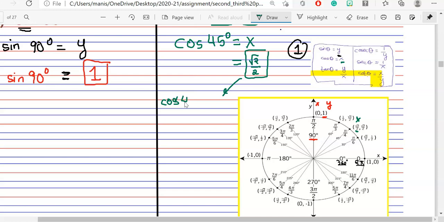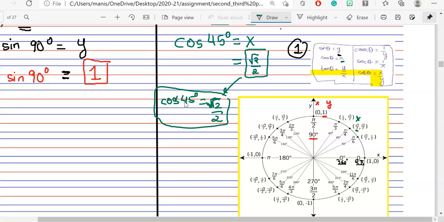My value of cosine 45 degrees is what? Radical 2 over 2. That's my answer. Please pardon me for my handwriting over here. We are done with this problem. Okay, let's go to the next problem over here.